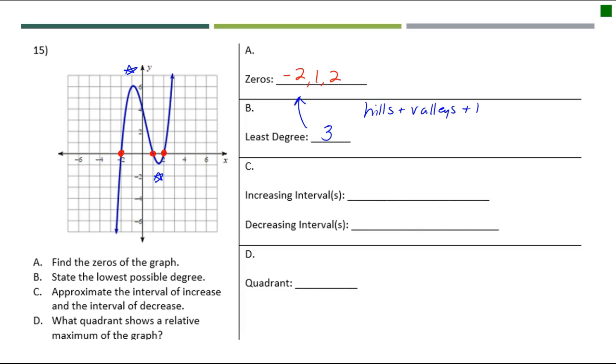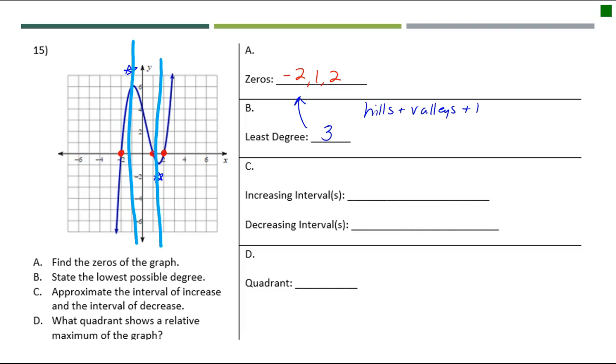For the increasing and decreasing intervals, this is part C, what I'm going to do is draw in a line everywhere there's a max and a min. So that would be like right here, there's a max, and then about right here, there's a min. Okay, so what this does is it divides our graph into intervals.